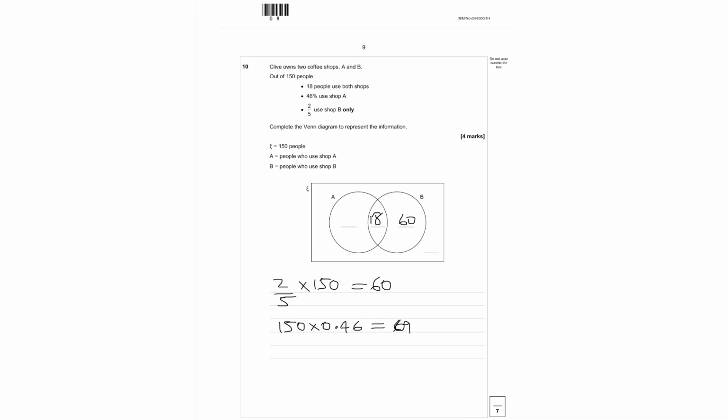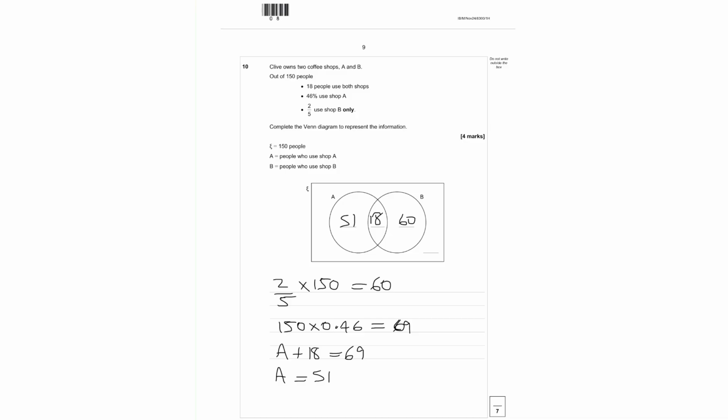What that's saying is, let's say A is the people who just use shop A, plus people who use shop A and shop B, which is 18. So A plus 18 equals 69. So to work out just people who use shop A, if we subtract 18 from both sides, we get 51. So we can put the 51 in here.